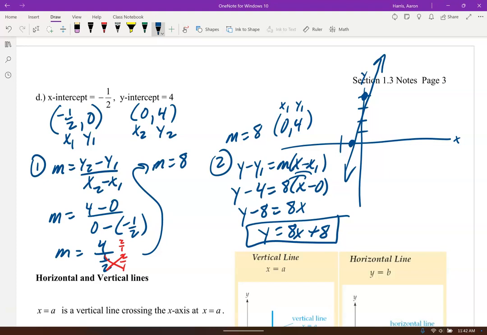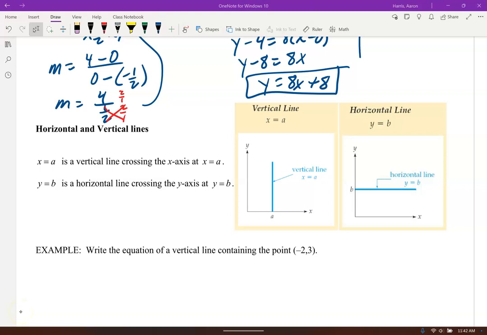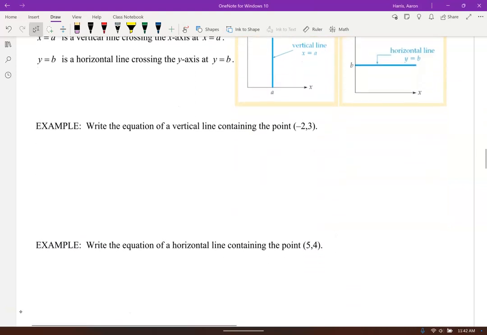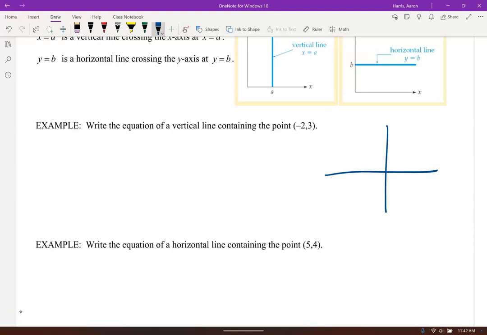So, all right, horizontal and vertical lines. Remember, a vertical line has a slope that's undefined, the horizontal line has a slope that's 0, but we're going to write the equation of those lines. So let's write the equation of a vertical line containing the point negative 2, 3. So it's a vertical line. Let me give you a table of values. It has the point negative 2, 3, but it's vertical. In fact, let's put more values on here besides negative 2, 3.